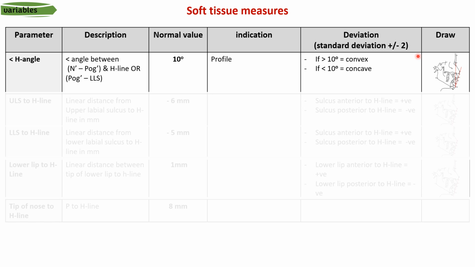If it increases, it indicates that the profile is convex, as in class 2 cases. And if it decreases, it indicates that the profile is concave, as in class 3 cases.